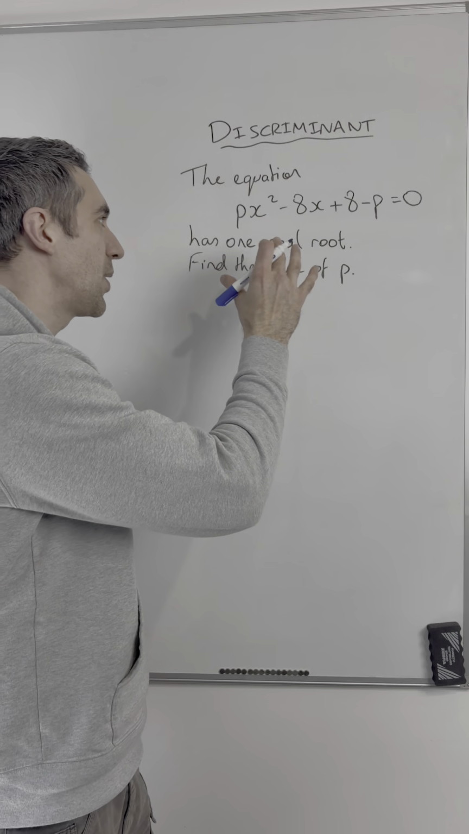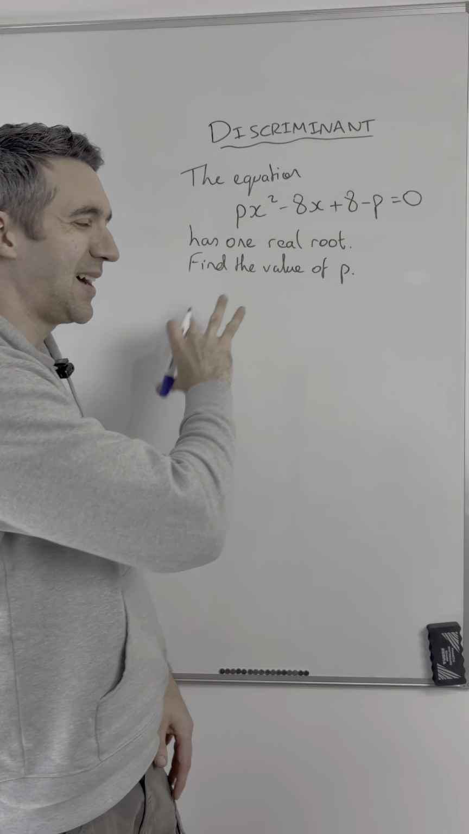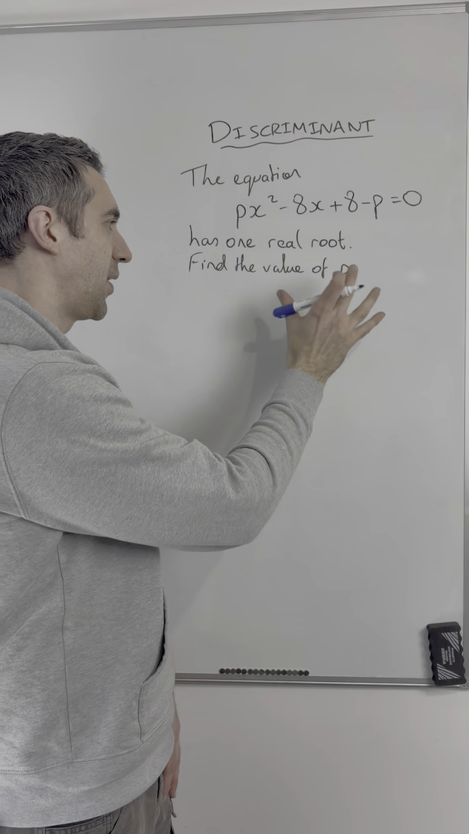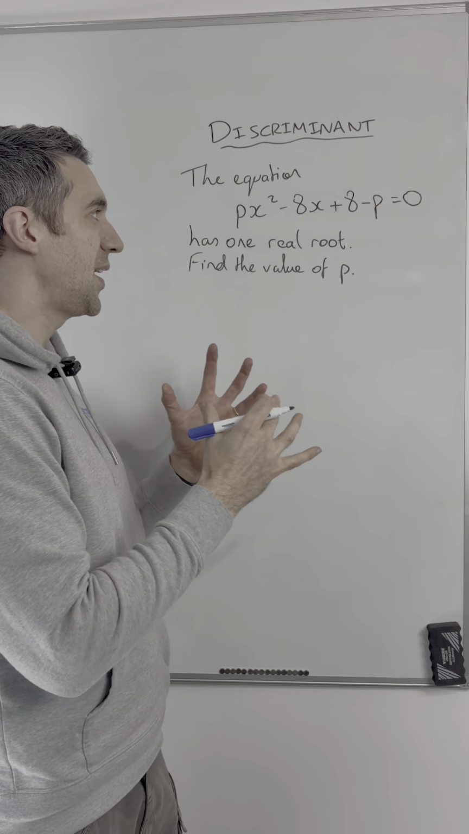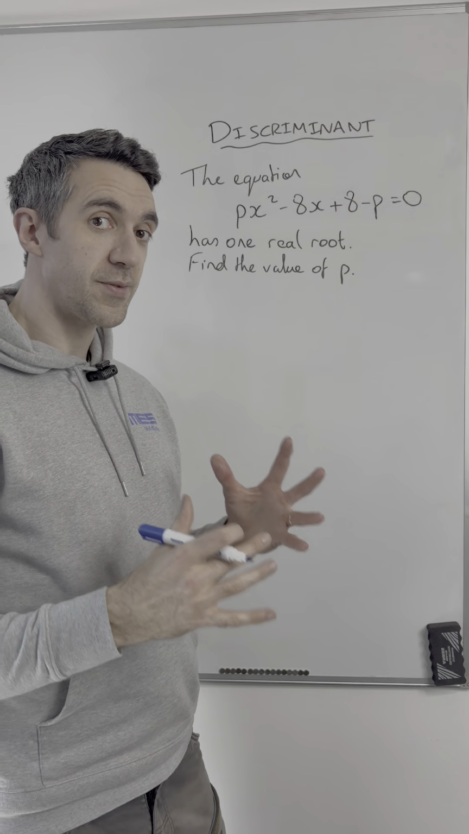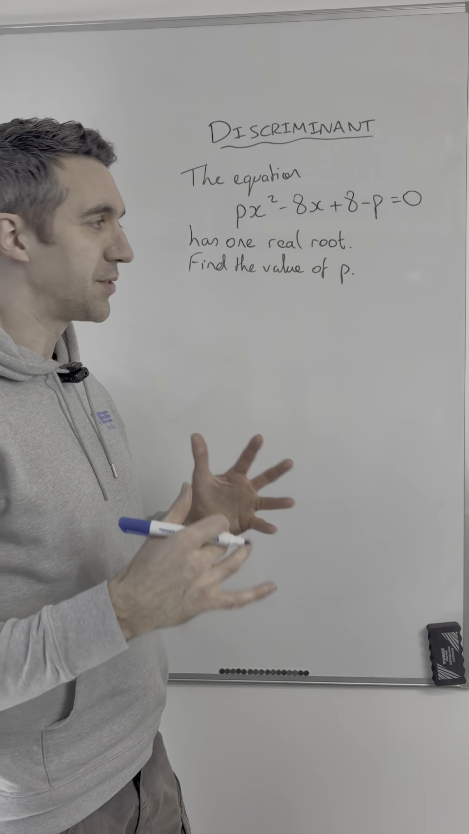So we have our equation px squared minus 8x plus 8 minus p equal to 0. And we're told that that has one real root. We want to find out what the value of p would therefore have to be. So we know then that when we're talking about the number of roots for our equation, whether that's 2, 1, or no real roots, we're talking about the discriminant.